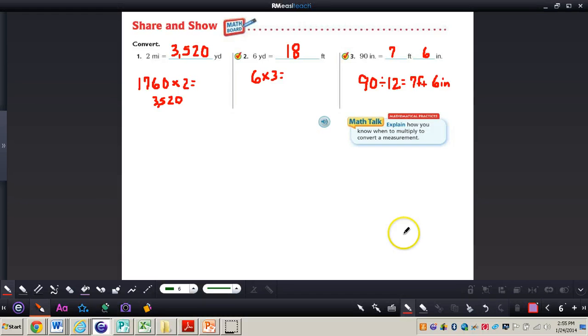Okay, so the math talk: explain how you know when to multiply to convert a measurement. You know that you need to multiply when you're going from a larger unit of measurement to a smaller unit of measurement. That's how you know when you need to multiply. And this is how you convert customary units of measurement. If you have any issues with this concept, please come and see me.